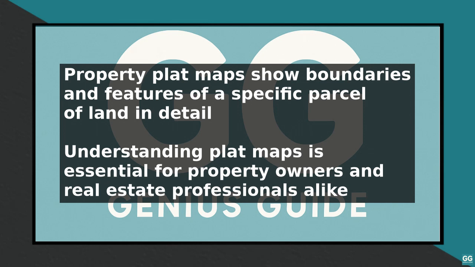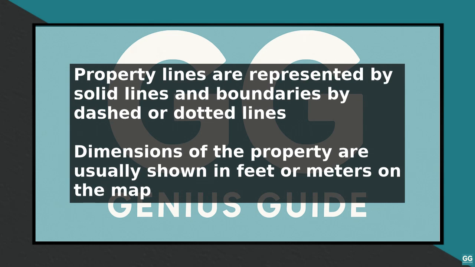Next, look for the legend or key, which explains the symbols and abbreviations used on the map. The legend may include information on the type of zoning, land use, and any easements or restrictions on the property. Familiarize yourself with the symbols and abbreviations to ensure accurate interpretation of the map.